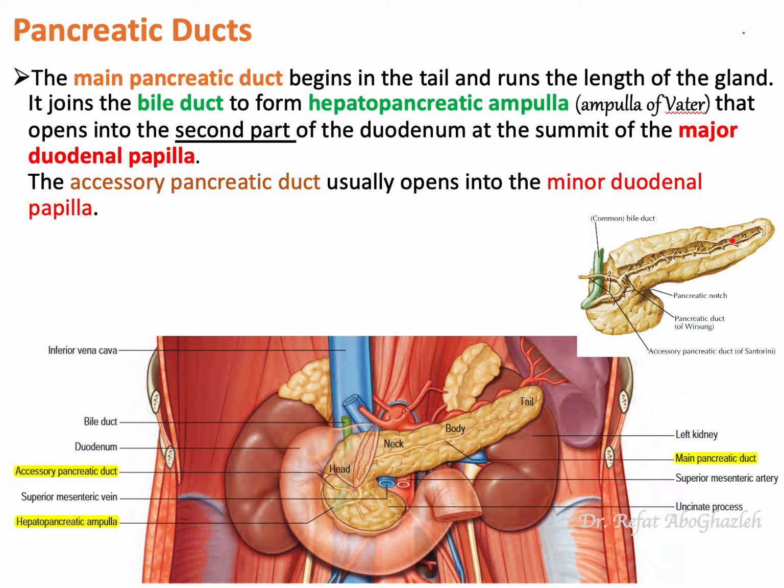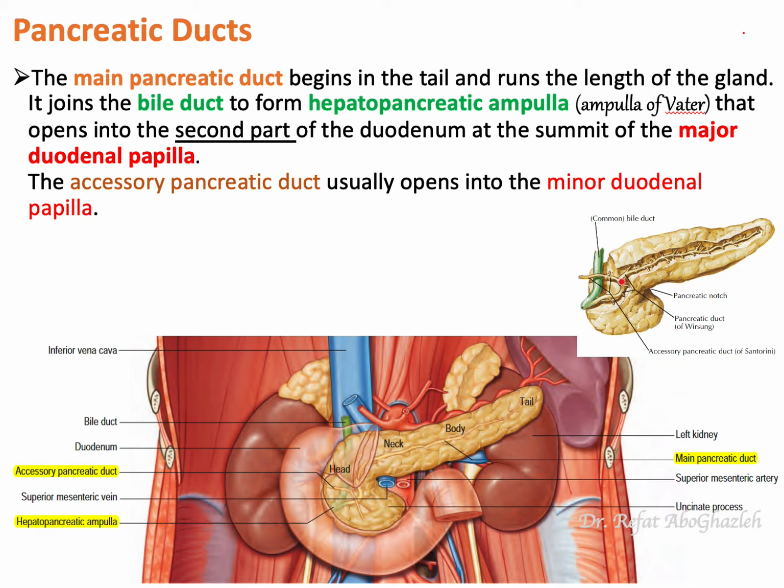Well, guys, if you focus on the duct, you will see that it is composed of one main pancreatic duct, this one, and we have another accessory duct known as the accessory pancreatic duct. So we have main and accessory pancreatic ducts. The main pancreatic duct, guys, extends from the tail of the pancreas all across the length of the pancreas toward the head.